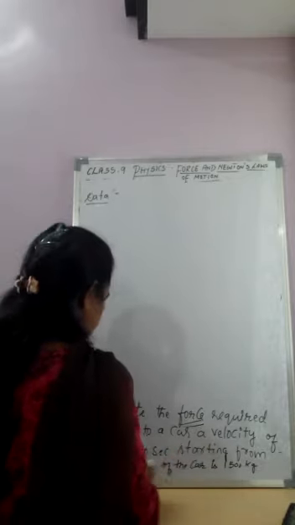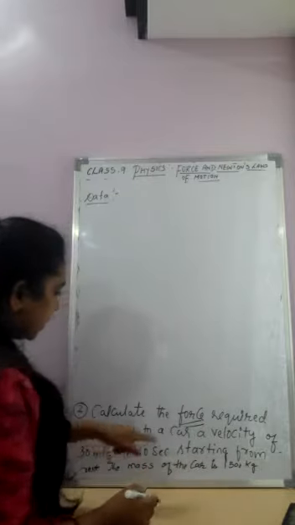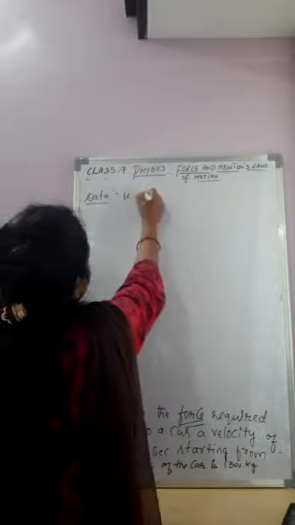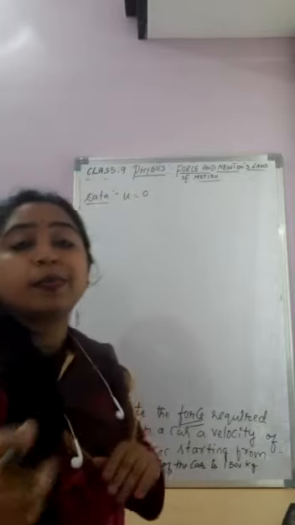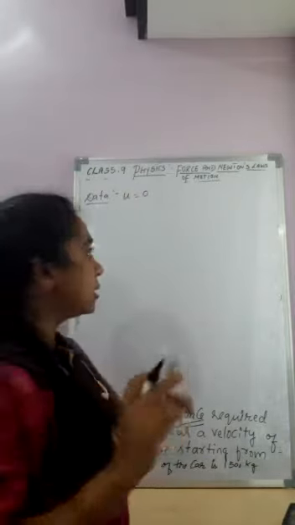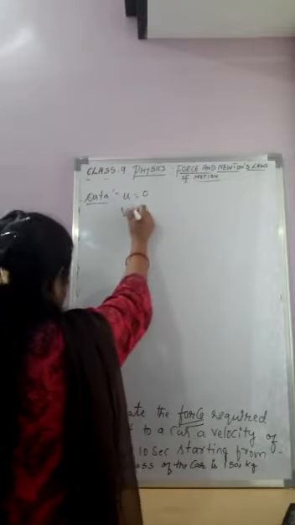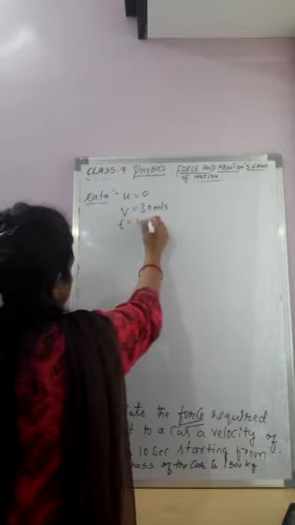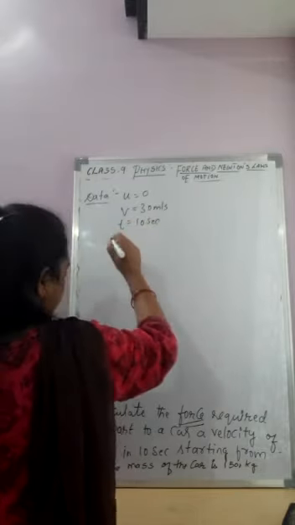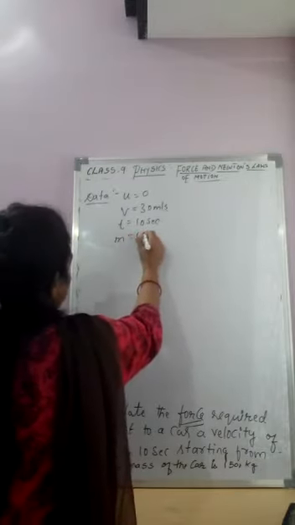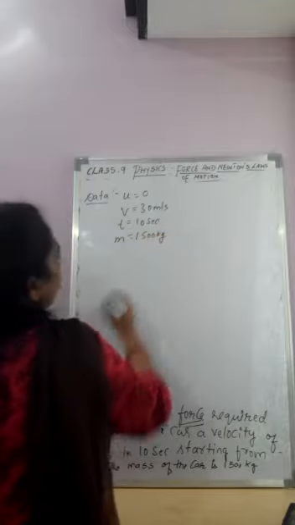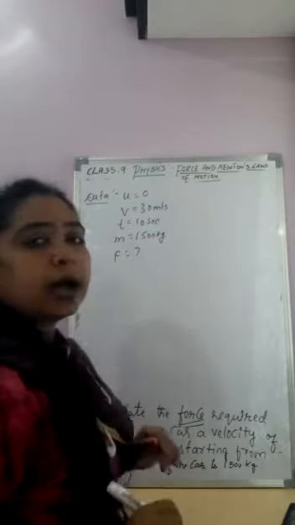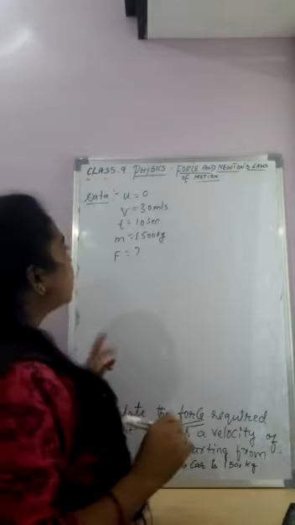A velocity of 30 meter per second in 10 seconds starting from rest. Starting from rest means the initial velocity will be 0. Then the final velocity is 30 meter per second, and T is 10 seconds, and the given mass, M is equal to 1500 kg. So you are supposed to calculate force finally. So what formula can I apply here?